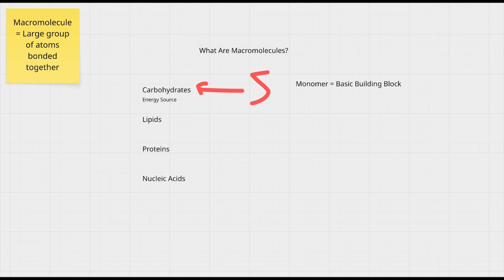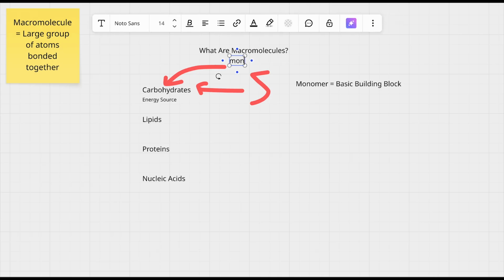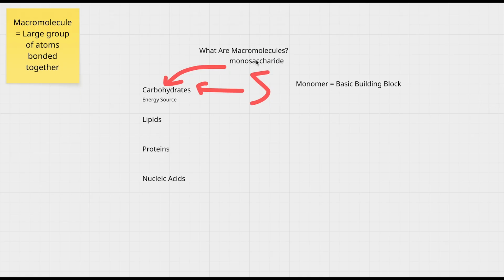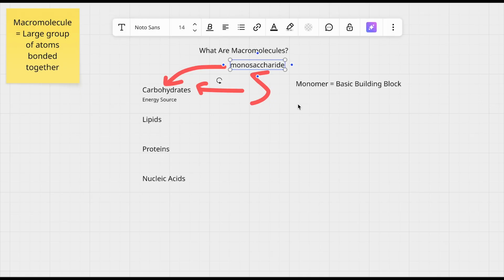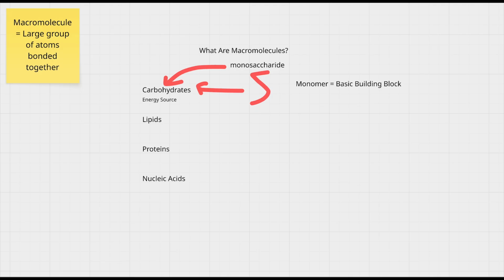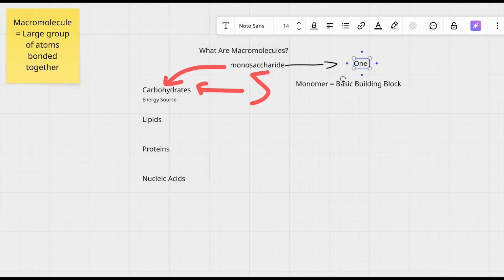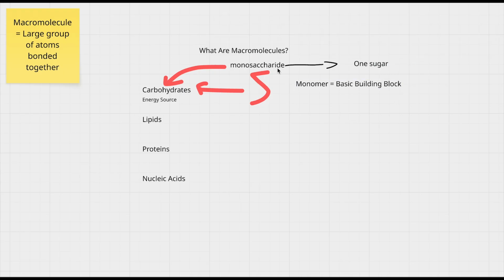So the monomer of carbs is a monosaccharide. That's basically what builds up carbohydrates if they are stacked upon each other. Mono means one, so monosaccharide means one sugar. One sugar. I'm really bad at drawing, sorry guys. So this is what it means, okay? Let's get rid of that.